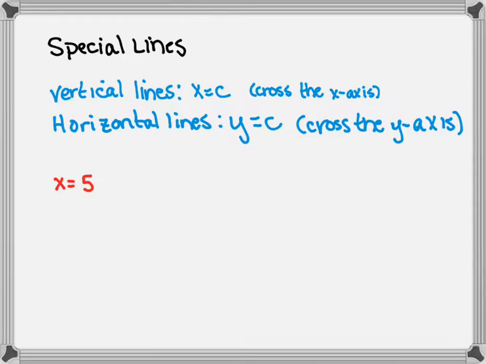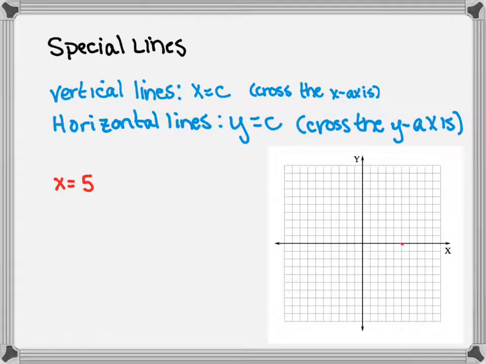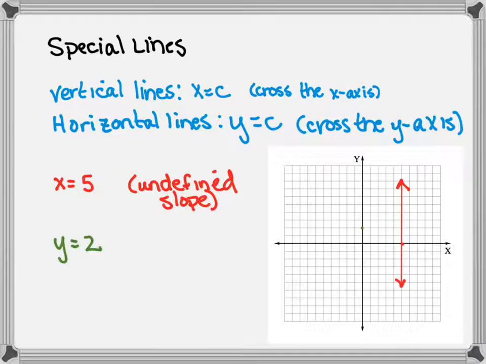So for example, x equals 5. Let's graph this. I put a point at 5 on the x-axis, and we draw a vertical line through it. It has undefined slope. Y equals 2. This crosses the y-axis at 2, and we draw a horizontal line through that. These horizontal lines have 0 slope.